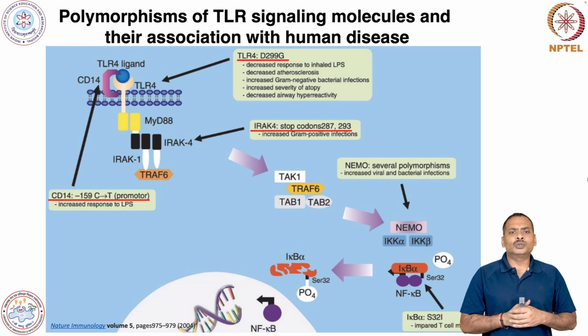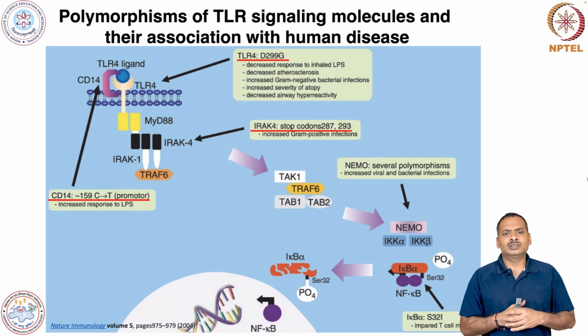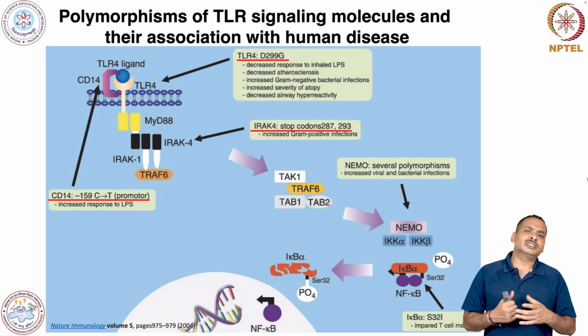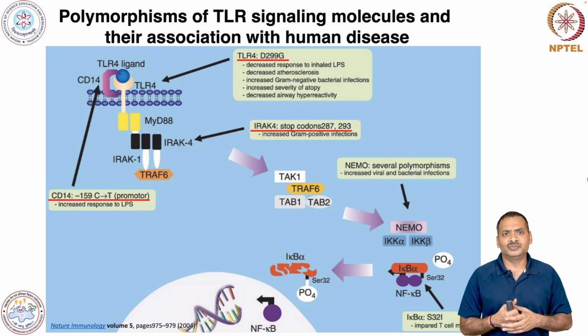So, this IRAK, there is IRAK4, IRAK1, and if you remember, I discussed the IRAK-M, which is a kind of negative regulator, okay. So, this IRAK4 has a stop codon. If this polymorphism is there, then that will introduce a stop codon. This is 287, 293, okay. And there will be an increased susceptibility to gram positive infection, okay.